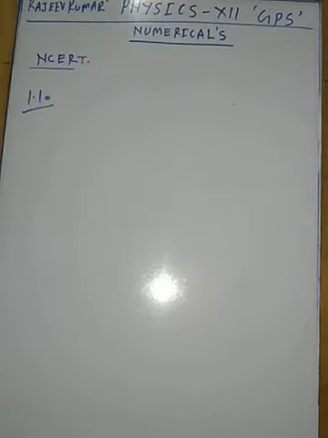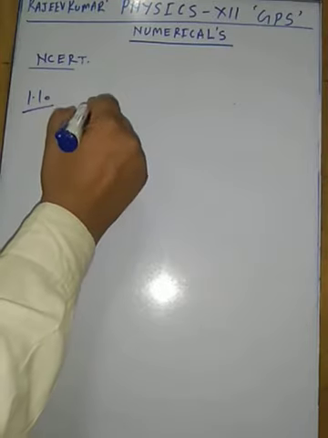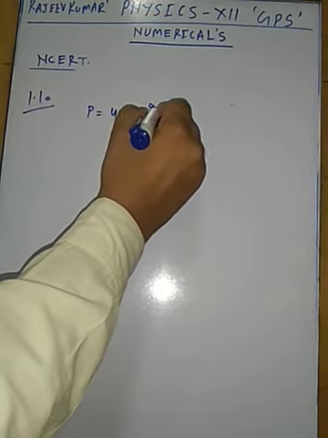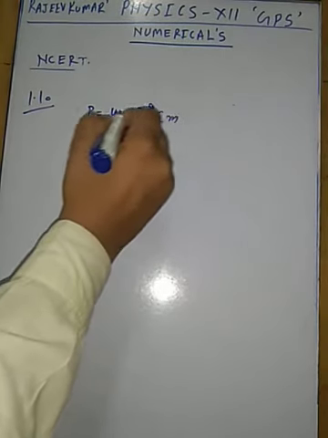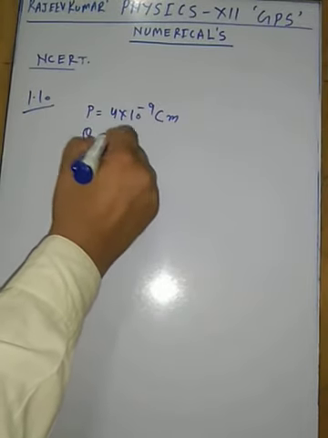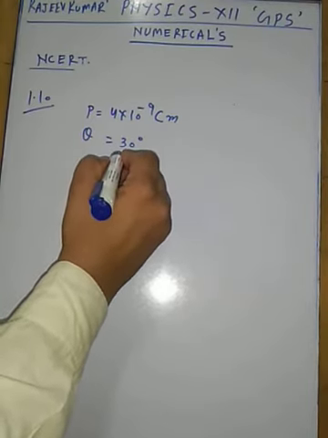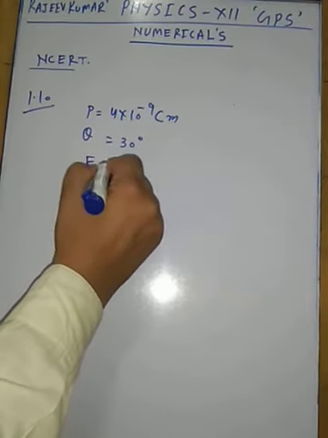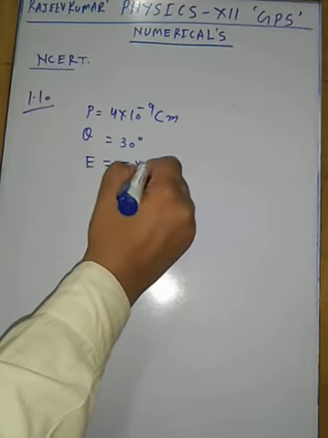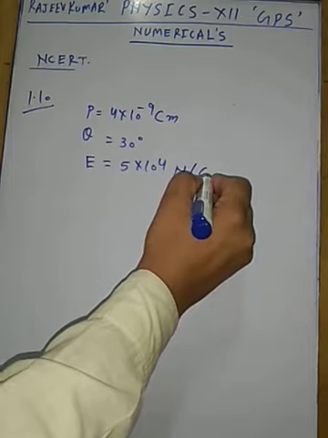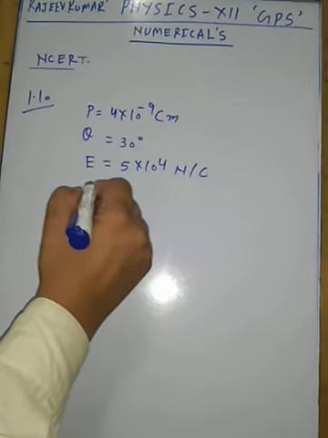Now we are moving toward the 10th question. The 10th question is: an electric dipole with dipole moment P, which is 4 into 10 raised to the power minus 9 cm, is aligned at an angle of 30 degrees with the direction of a uniform electric field of magnitude 5 into 10 raised to the power 4 Newton per coulomb. Calculate the magnitude of torque.